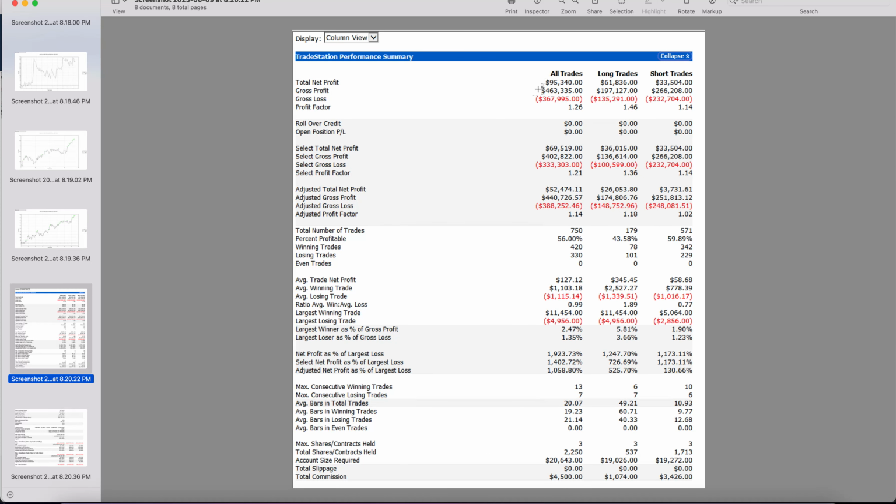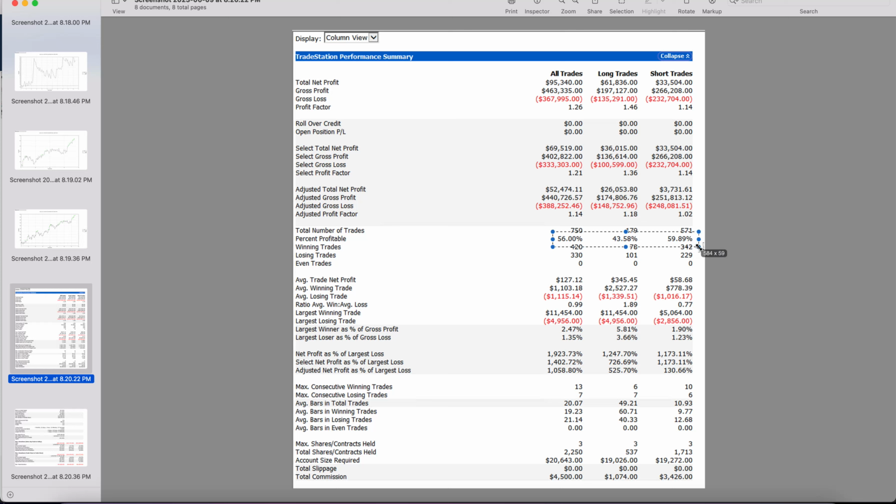But if you really want to understand the math, this is max shares contracts held. So this is built for 3. I could easily build this for 1. And in fact, the one that we have on the website for sale is for 1 contract. That way everything is a third. So instead of making $95,000 in this period of time, which happens to be 6 months, you'd be in the neighborhood of $30,000. But you'd also have everything cut by a third as far as risk and everything.